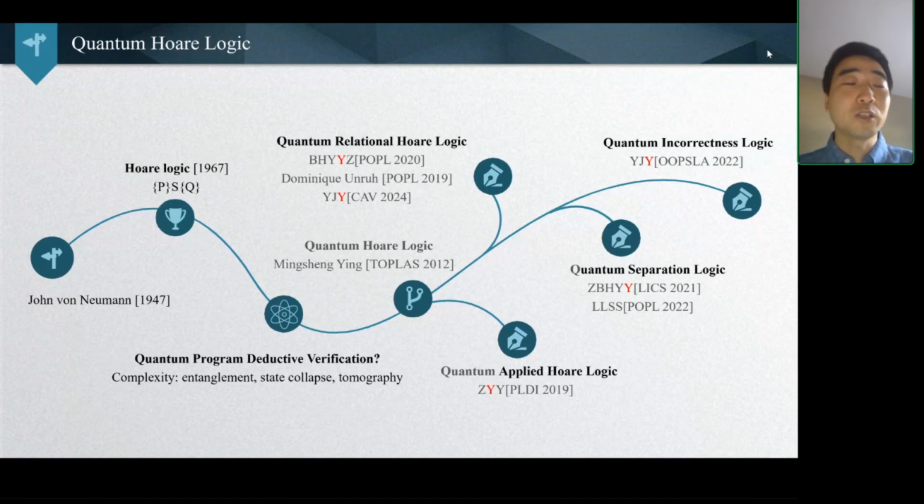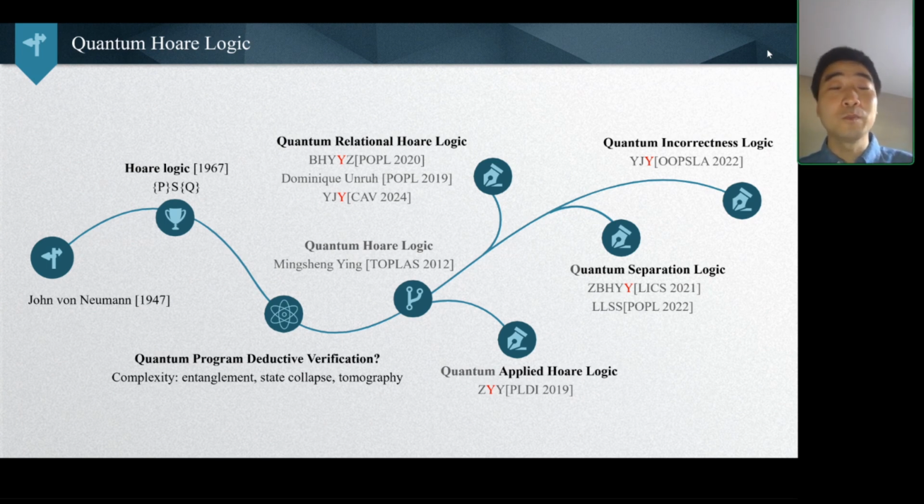Back in 1947, John von Neumann initiated the question of classical program analysis, and before that, of course, he was a pioneer of quantum mechanics. He asked the question of how to test large programs, and then in 1967, Hoare proposed Hoare logic and introduced the Hoare triple {P} S {Q}.